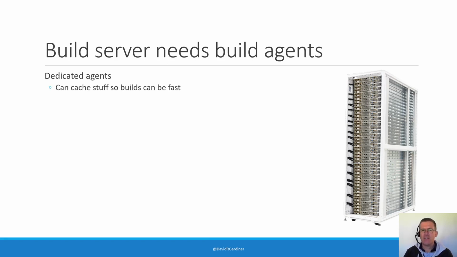The advantage of these is that we can basically install stuff on those machines and have them all set up ready to go. So all of our build dependencies are already available on the machine, and we can essentially cache stuff so that our builds are going to be faster. And that's really useful because we want builds to be fast. So we can cache things like NuGet packages and NPM packages and Docker images. They'll all end up being cached on the disk.